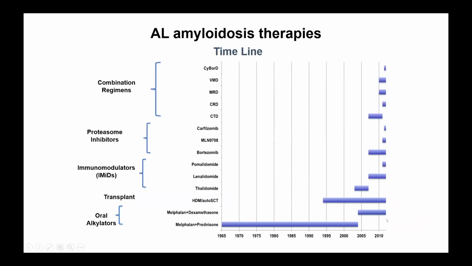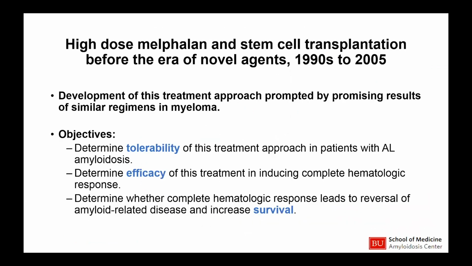I have been fortunate enough to participate in the expanding therapeutic landscape of AL amyloidosis. As you can see on this slide, the therapeutic landscape for AL amyloidosis has expanded dramatically in the past decade, and it continues to expand even further. I have divided my talk into treatment before the era of novel agents and treatment after the era of novel agents for patients with newly diagnosed AL amyloidosis.